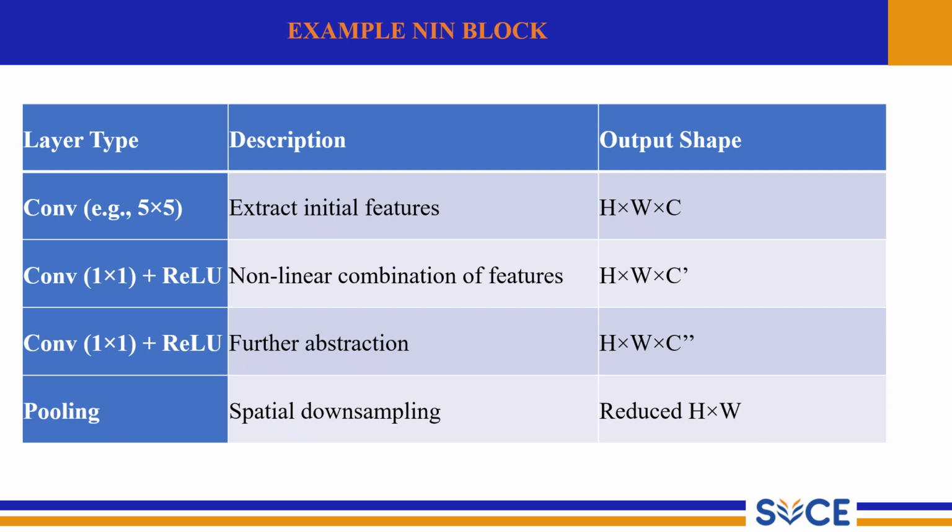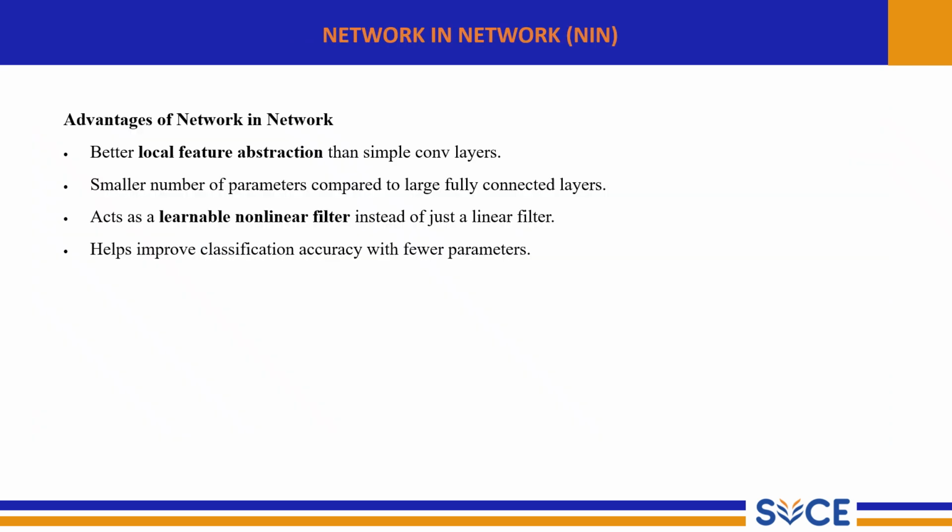Finally, the pooling layers perform spatial downsampling. This reduces the height and width of the feature maps, lowering computational cost and focusing on the most important information. After pooling, the output shape is smaller in H and W, while the number of channels remains the same. So NIN layers combine standard convolution for feature extraction with one by one convolutions for local feature abstraction and pooling layers for efficient downsampling, resulting in a compact yet powerful architecture.